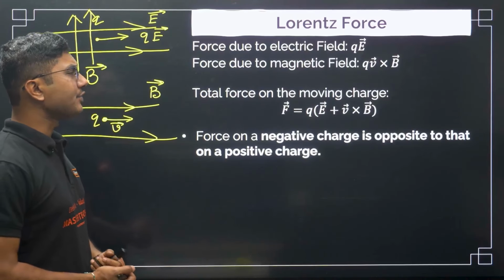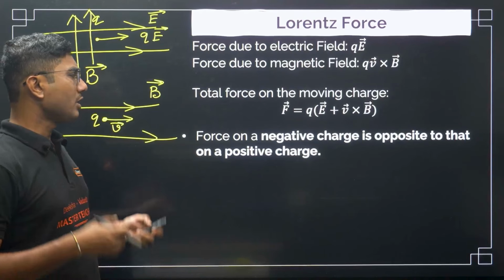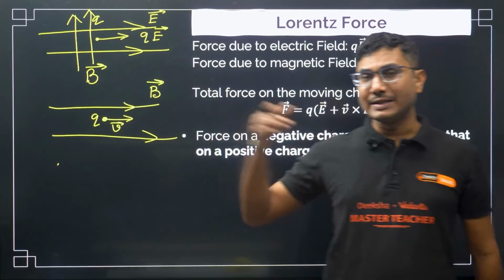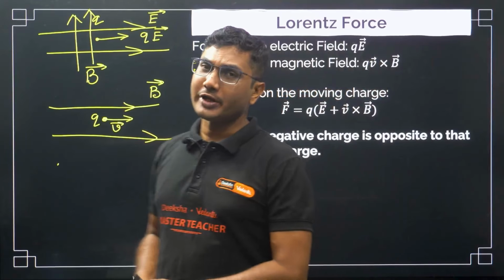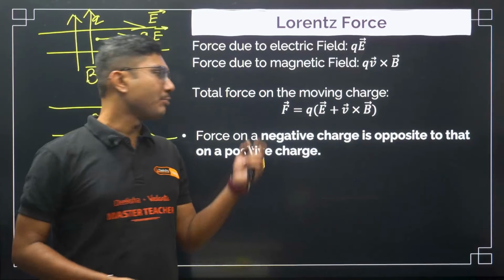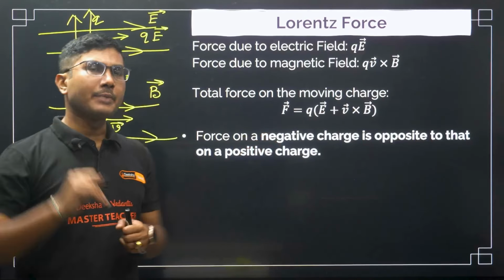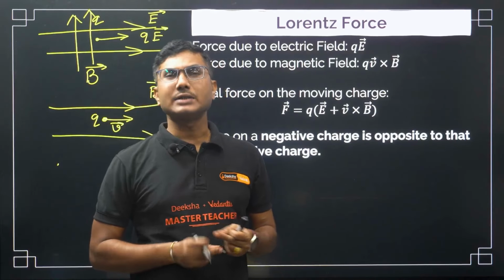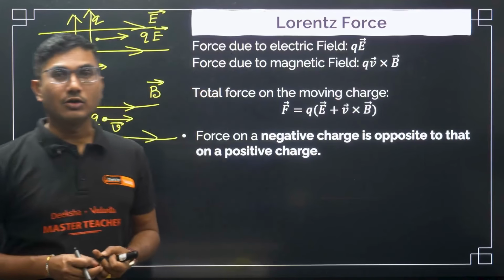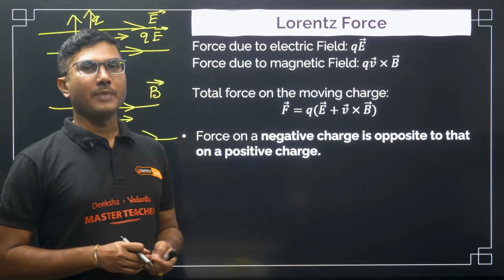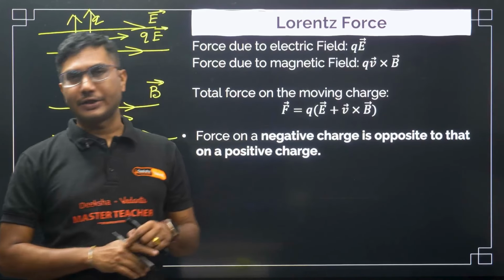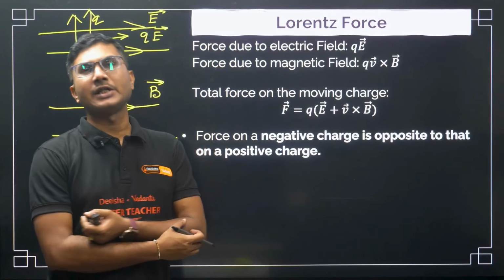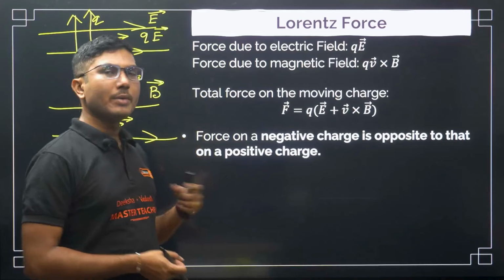Force on a negative charge is opposite to that on a positive charge. As I said, if the force acting on a positive charge is on the right hand side, then the force on a negative charge will be on the left hand side. Very important concept to remember, because sometimes they will ask a simple Lorentz force question based on an electron. Electron is a negatively charged particle, and conventional direction means positive charge. So if you consider a conventional charge, the direction will be due to a positive charge.